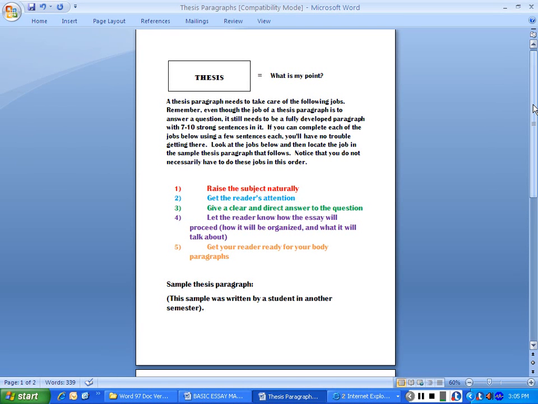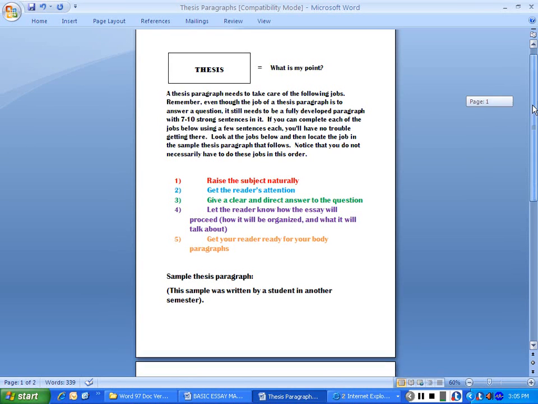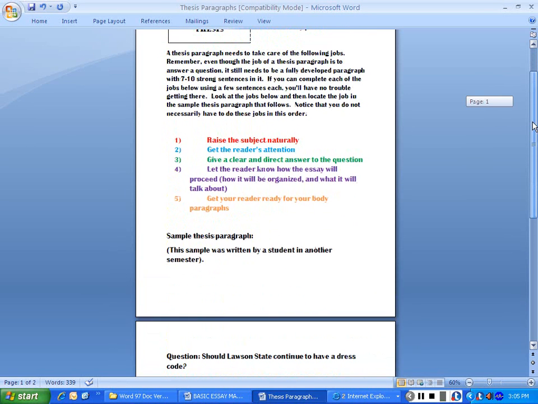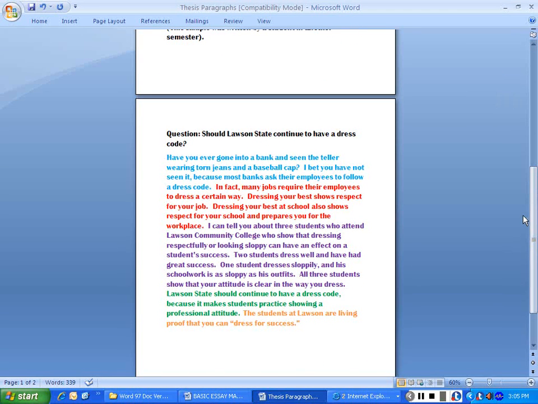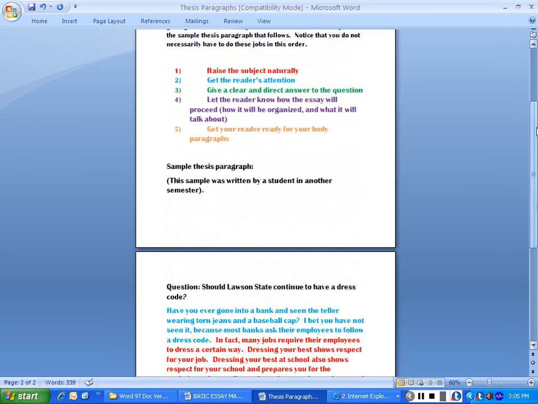This sample was written by a student in another semester of 093, answering the question, should Lawson State continue to have a dress code? Have you ever gone into a bank and seen the teller wearing torn jeans and a baseball cap? I bet you have not seen it because most banks ask their employees to follow a dress code. You can see that the student is using a rhetorical question and an answer to get the reader's attention.